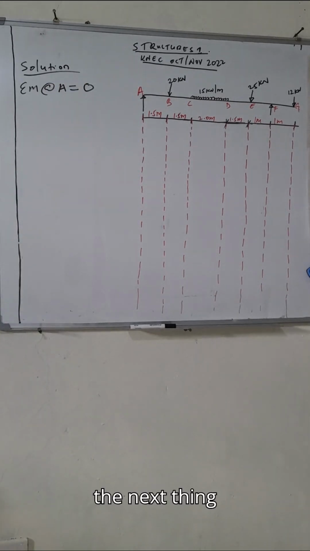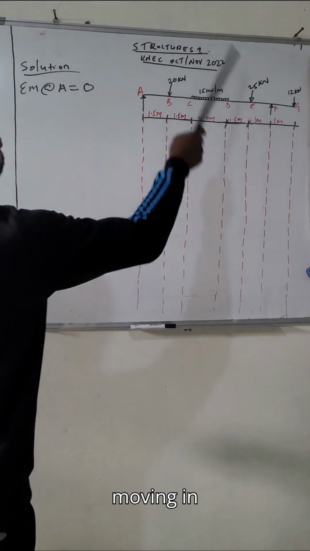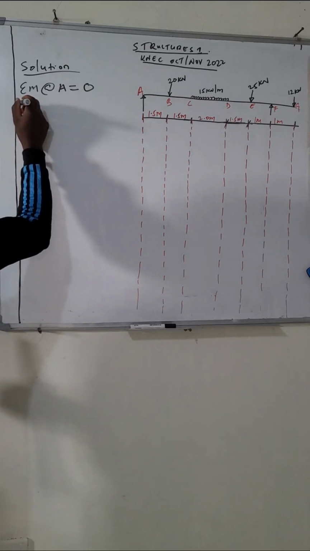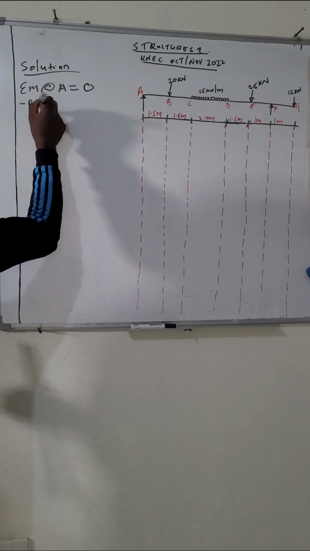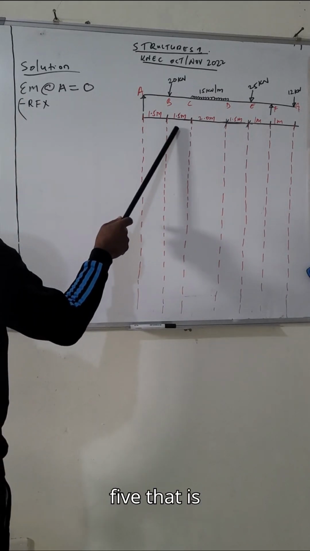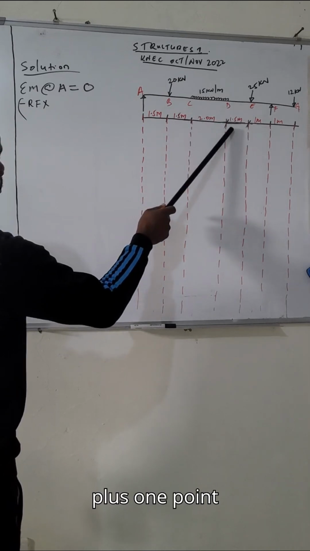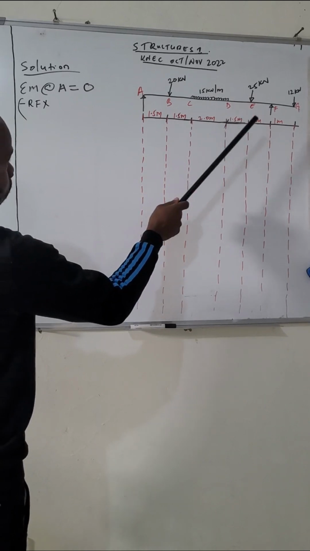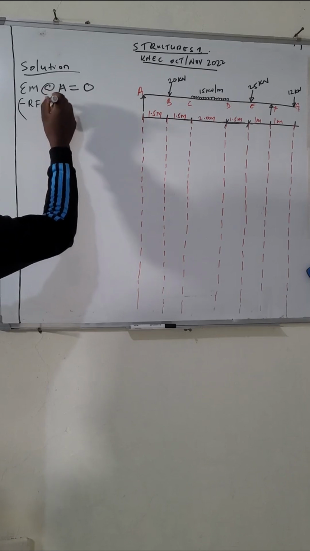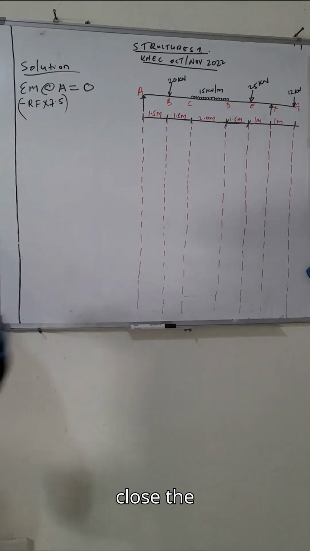The next thing we'll be calculating is the reaction at F. So reaction at F is moving in an anti-clockwise direction in reference to point A. So we have minus RF times the distance from A to F: 1.5 plus 1.5, that is 3, plus 2, that is 5, plus 1.5, that is 6.5, plus 1, that is 7.5. So times 7.5. Close the bracket.